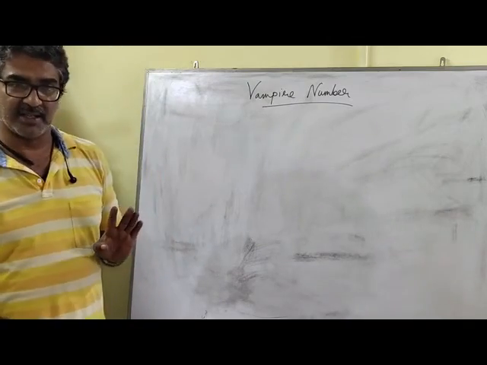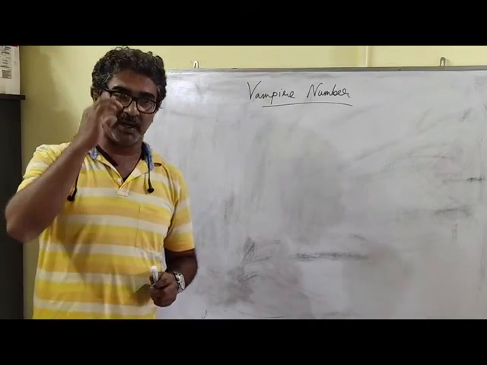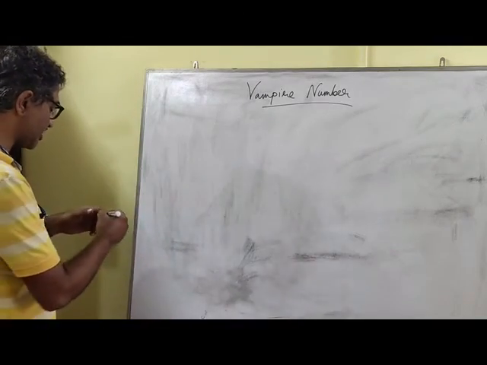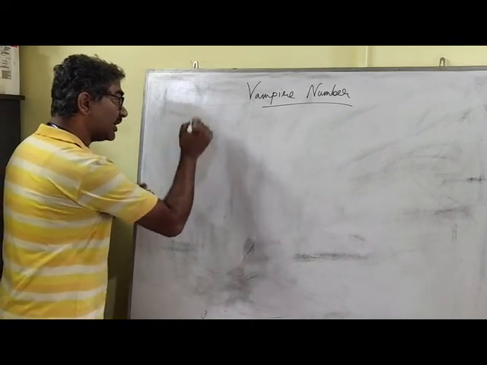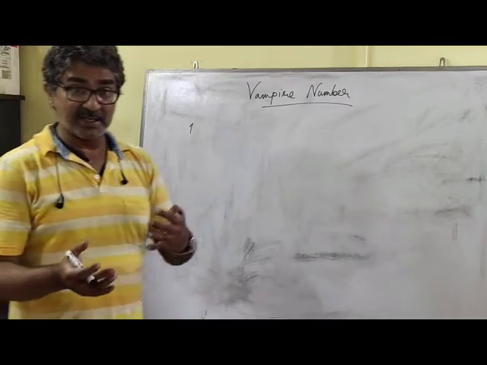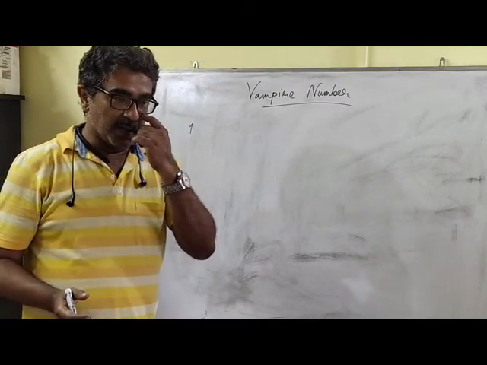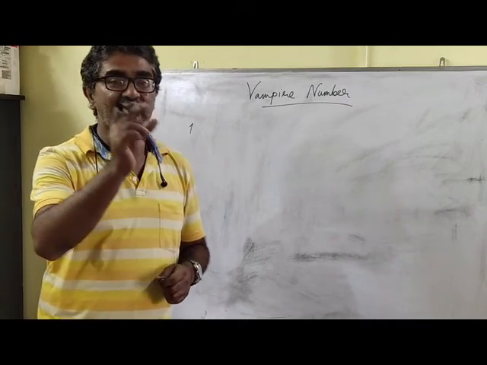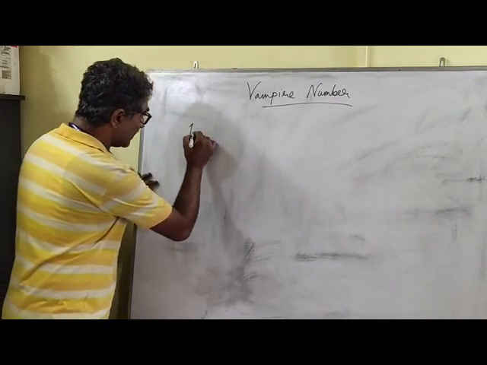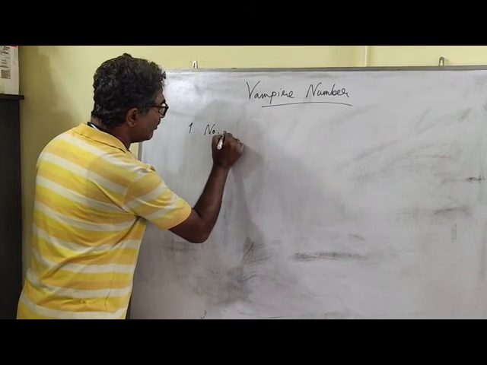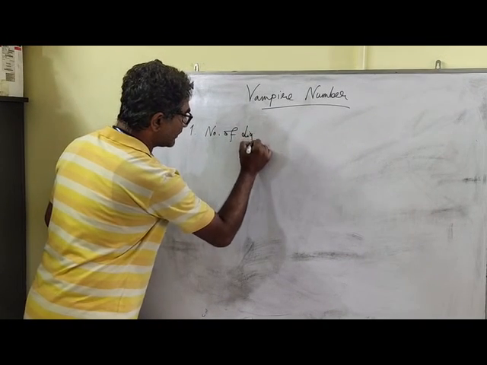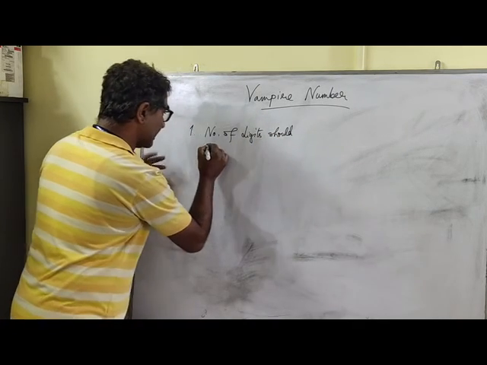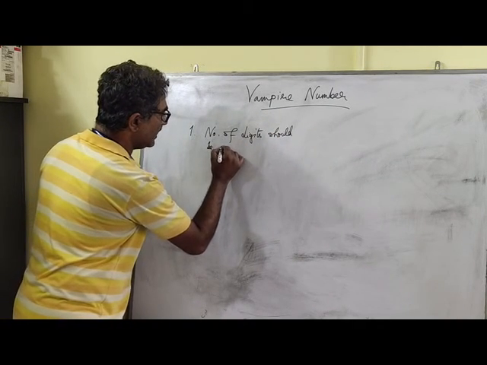So the first criteria is it is such a number which should have even number of digits. So that's the first criteria, that is, a number is eligible. I'm not telling it's a vampire number. A number will be eligible to become a vampire number provided it has even number of digits. So the first criteria is the number of digits should be even.